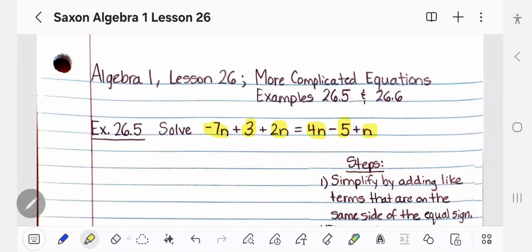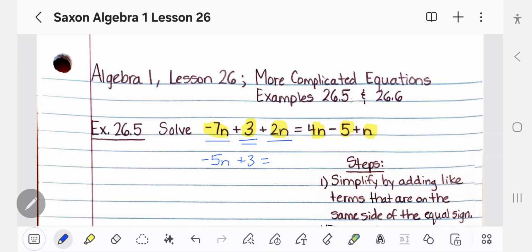All right, let's see which terms are like on the left side. This has an n and this has an n. This is all alone and nothing matches. So let's combine the negative 7n plus the 2n, which would be negative 5n, and then bring down the plus 3 equals, we already said we only have 3 terms on this side, right? So let me highlight those.